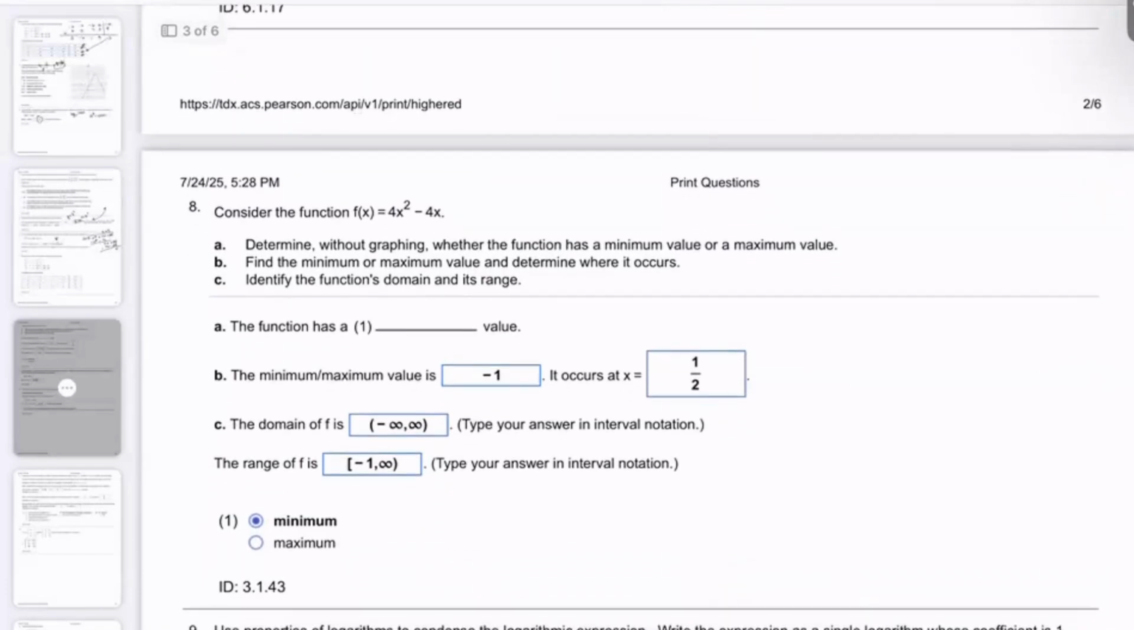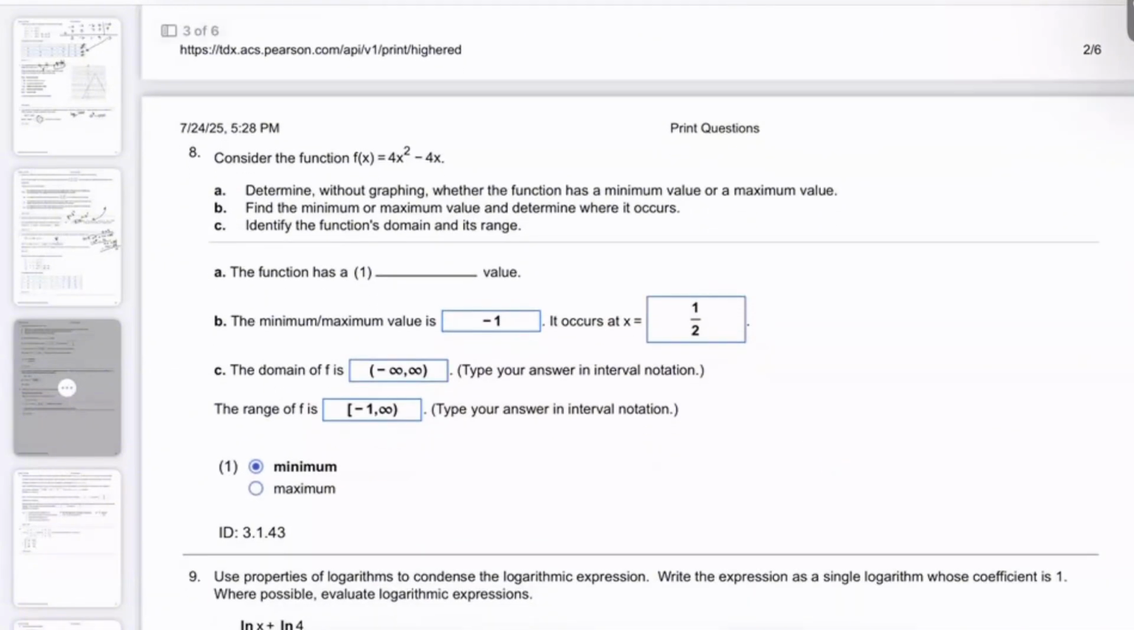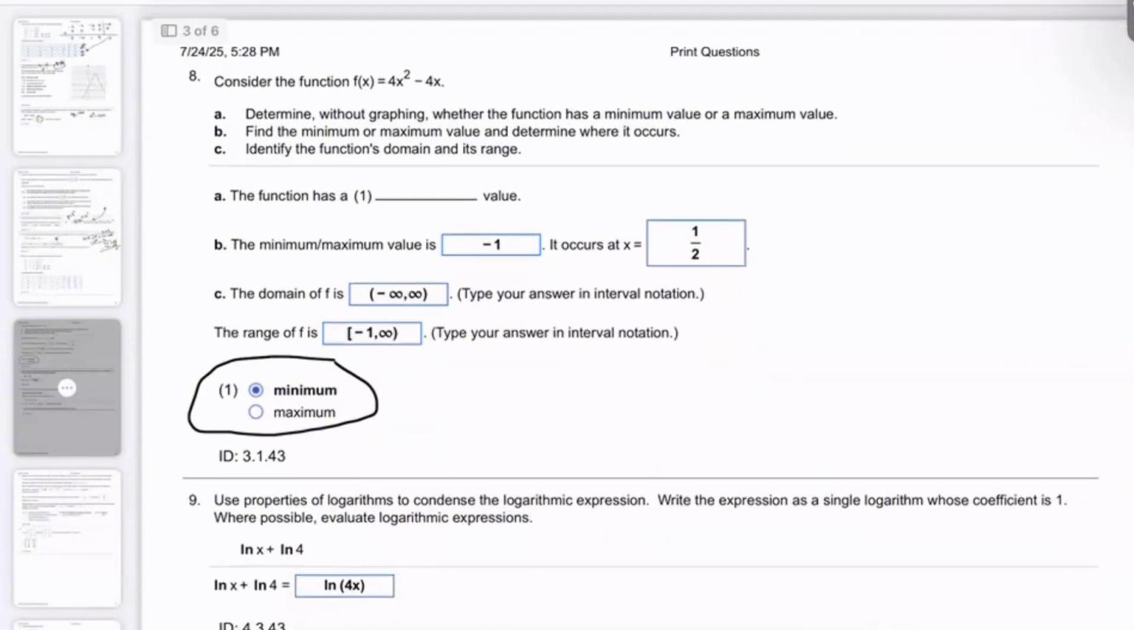And then we have a function f of x equals 4x squared minus 4x. You just have multiple parts. So just keep in mind what your minimum and maximum value is. So it's either a maximum or minimum. You can tell that by the a value, and then your domain and range.